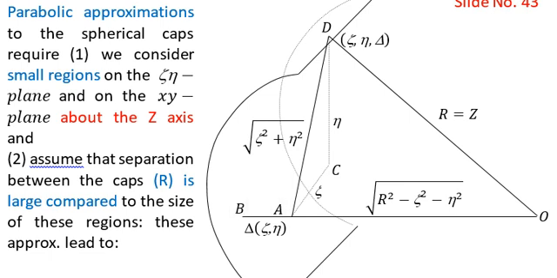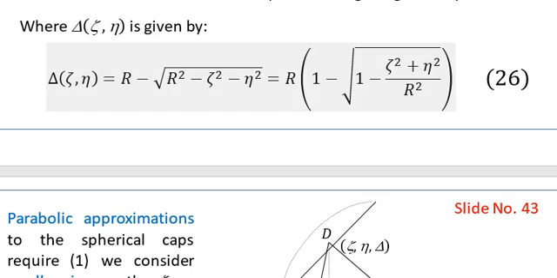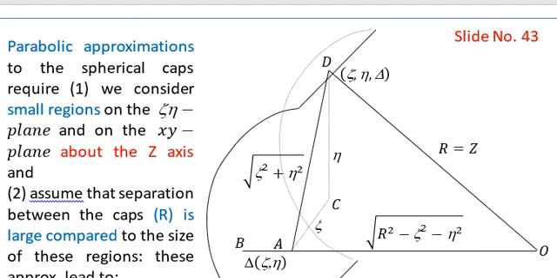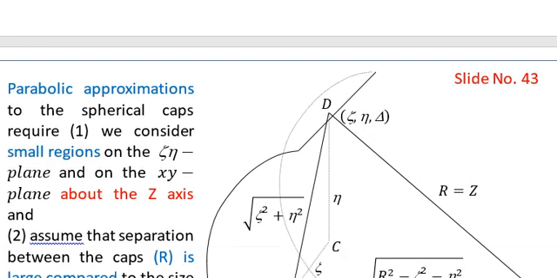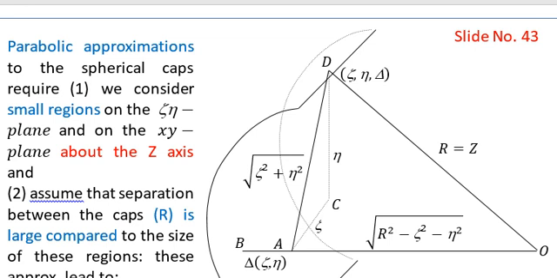BA is equal to OB minus OA, and BA is nothing but delta of zeta and eta. So we have written over here that delta of zeta and eta is equal to capital R minus OA, which is the square root of r square minus zeta square minus eta square, and on the right hand side we have rearranged the terms as shown on the right hand side of equation number 26. Okay, let's read these statements.